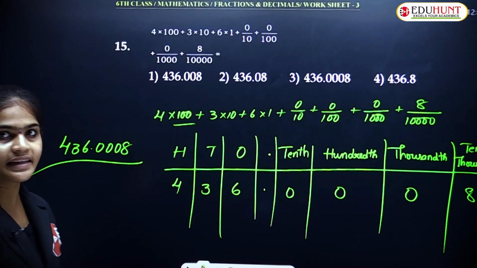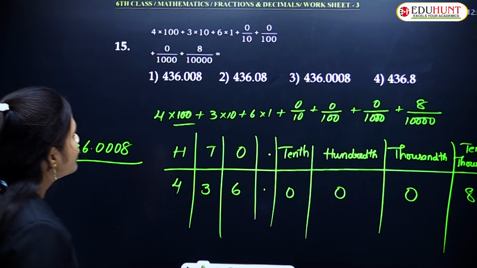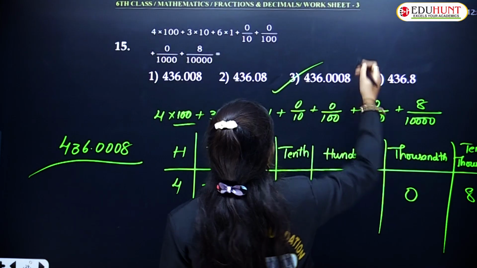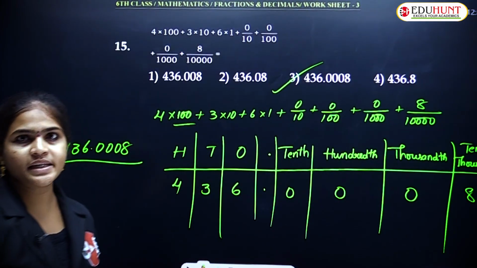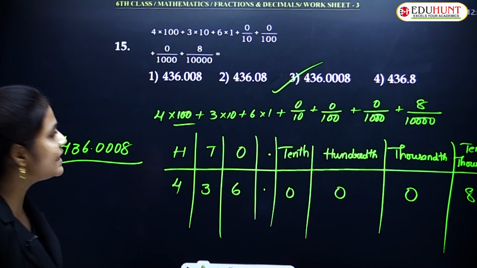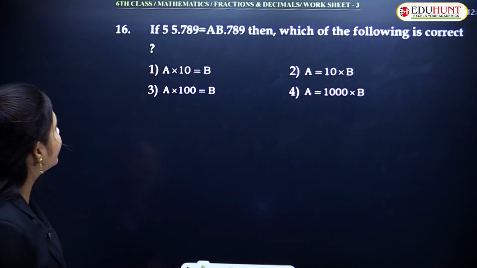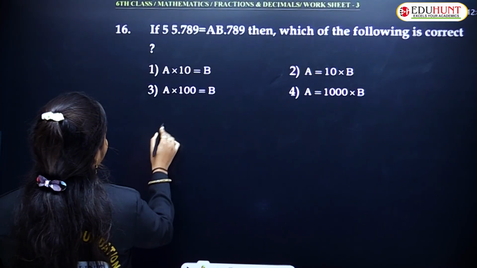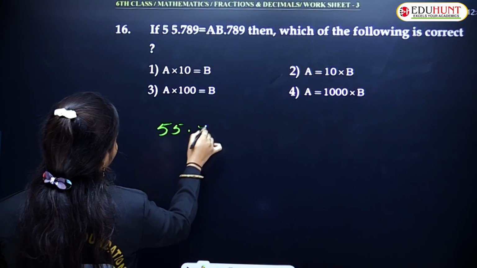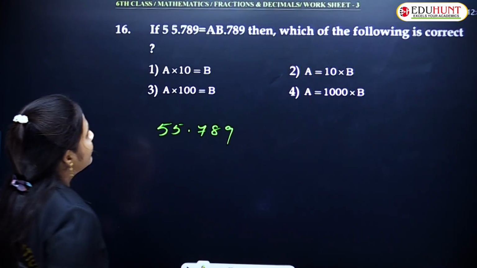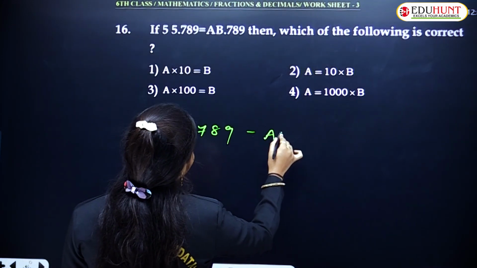After the point there are 3 decimal places of zeros only, no? So 436.0008. Which option is satisfying here? Option 3 is correct. Okay. Next, the 16th one. If 55.789 is equal to AB.789.